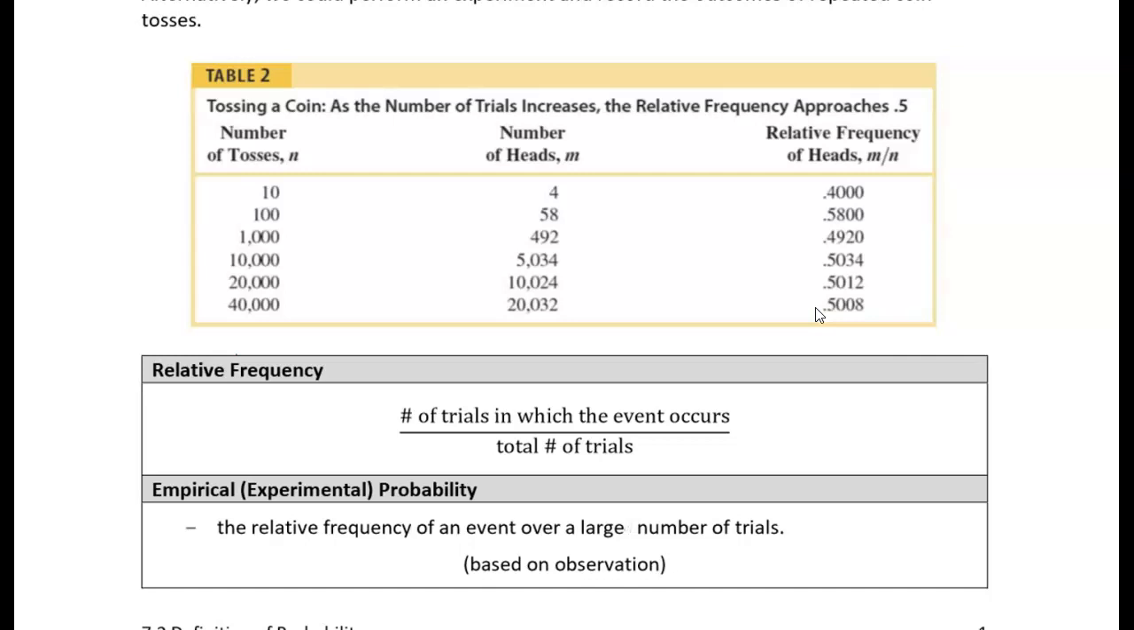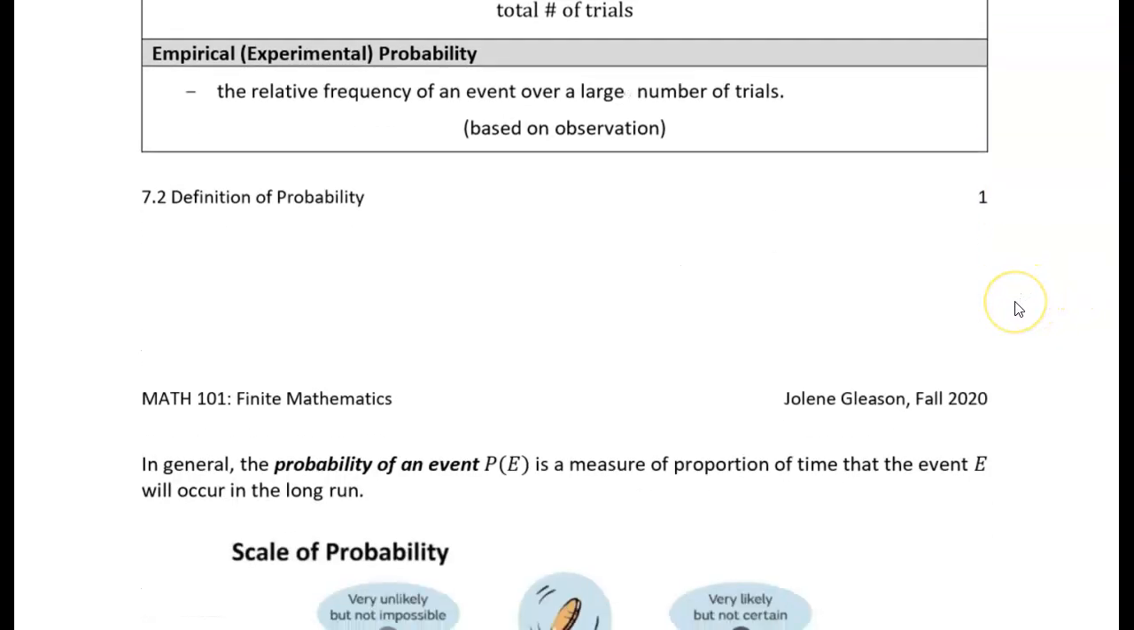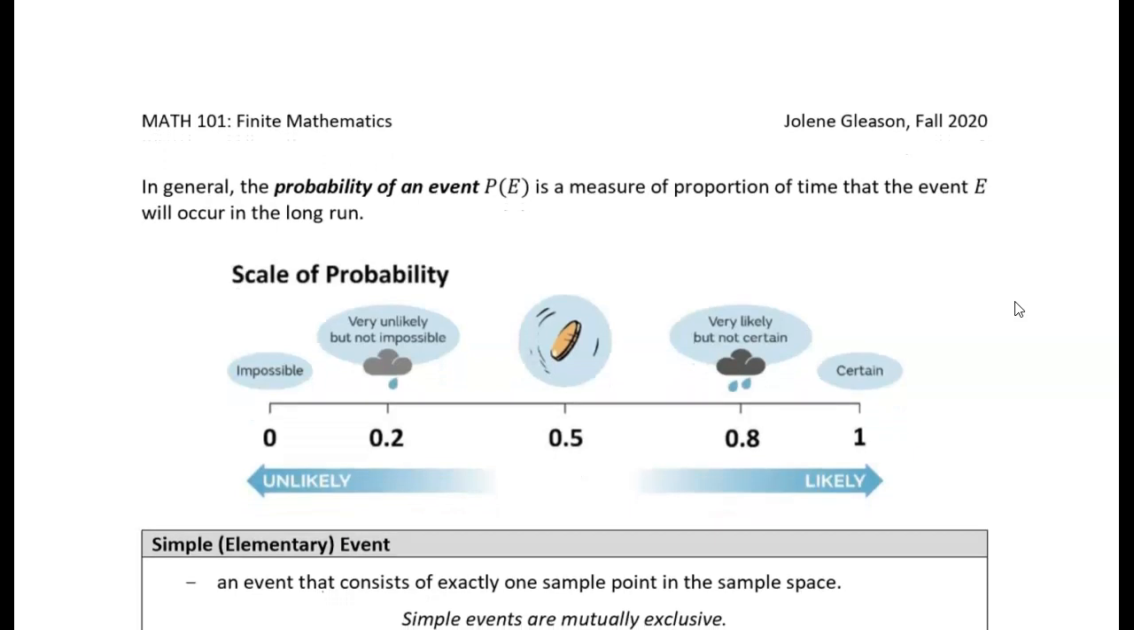Because if you're say in quality control and you're trying to determine what the probability is of a part being defective, then you would have to test a number of parts and then record how many times you end up with a defective part. And so that's really the only kind of probability that you could come up with. All right. So again, the probability of an event is just a measure of the proportion of time that the event will occur in the long run.